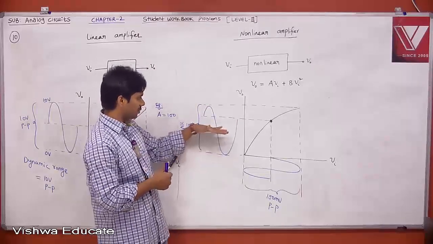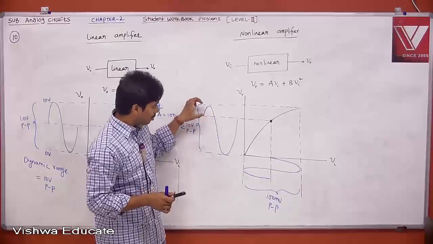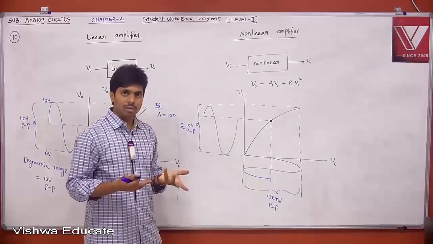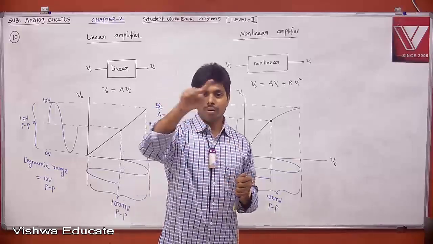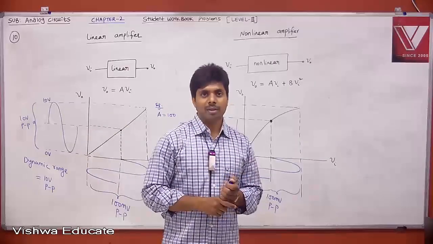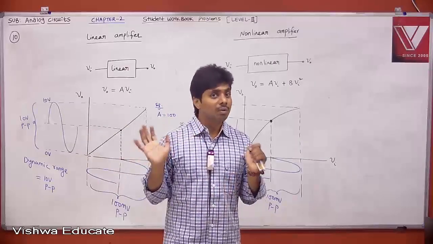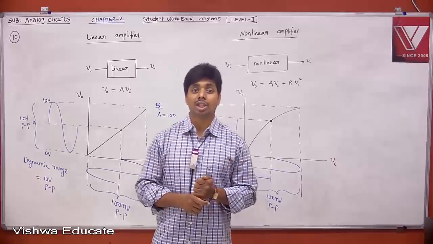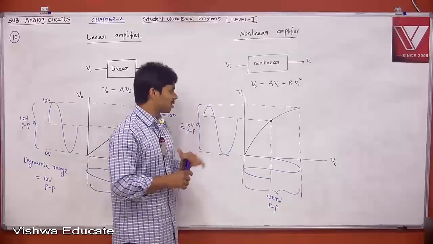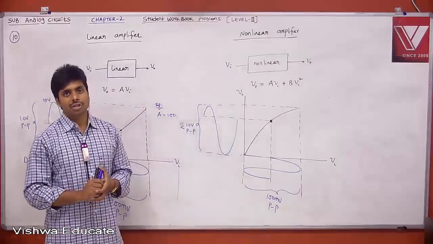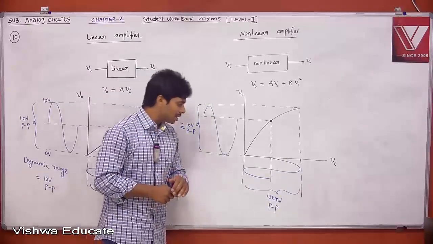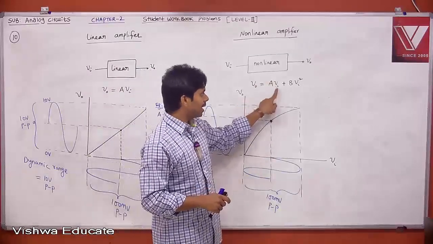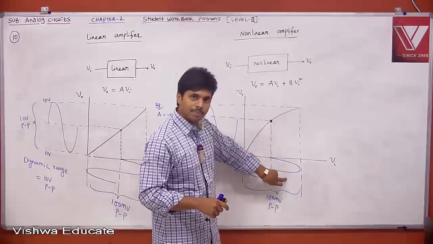Don't say that the average value shifted. No. The positive swing and the negative swing are both different. When I say sine wave or cos wave, both the swings are equal. If both the swings are not equal, that means it has distortion. This is what is called amplitude distortion or harmonic distortion. Why is it called harmonic distortion? Mathematically I can explain. Let us say Vi is equal to sin omega t.